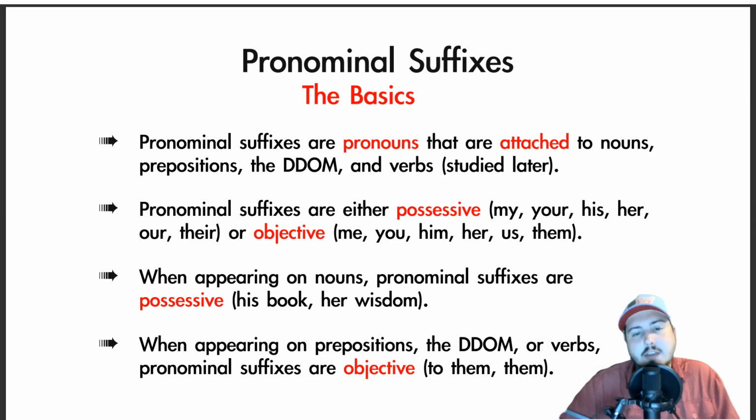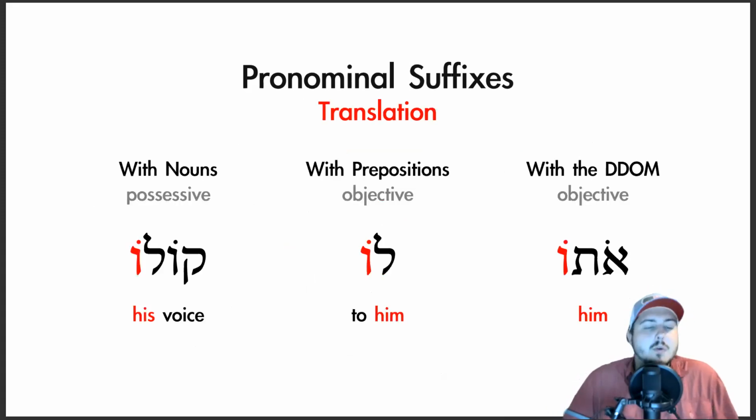Pronominal suffixes are either possessive, so it's mine, yours, his, her, ours, theirs, or objective: me, you, him, her, us, them. When appearing on nouns, pronominal suffixes are possessive. His book, her wisdom, my Lord. When appearing on prepositions, the direct object marker, and verbs, pronominal suffixes are more objective: to them, them. We'll get to see that here in just a moment. So we've already mentioned they can be on nouns, prepositions, and the direct object marker.